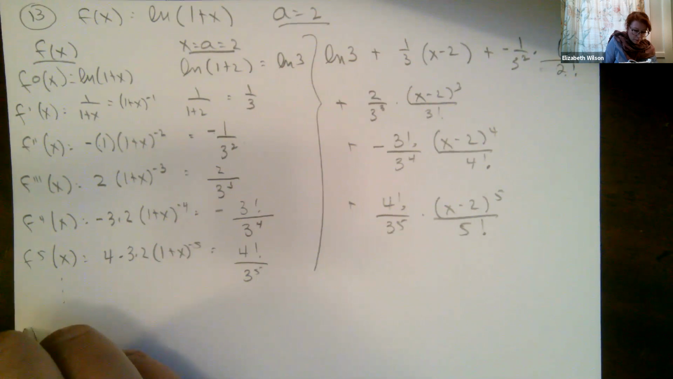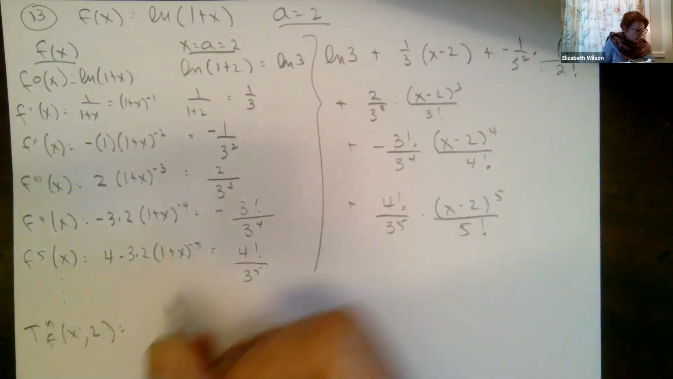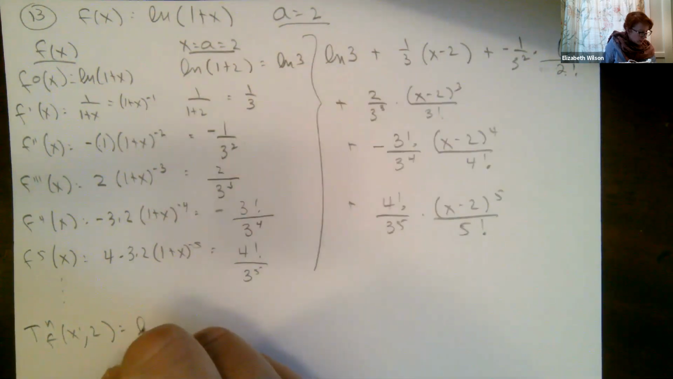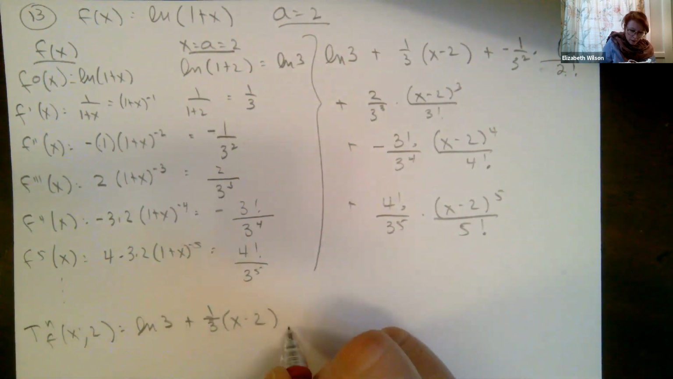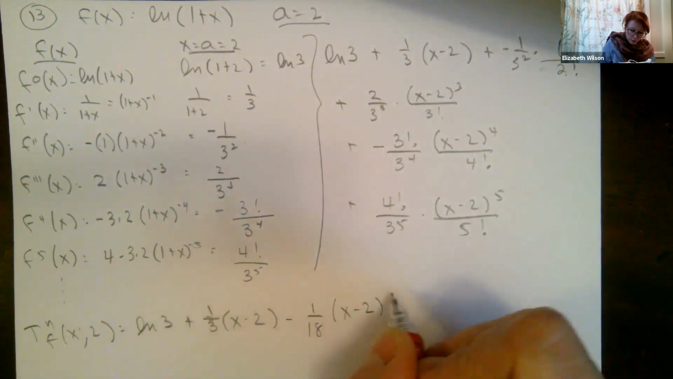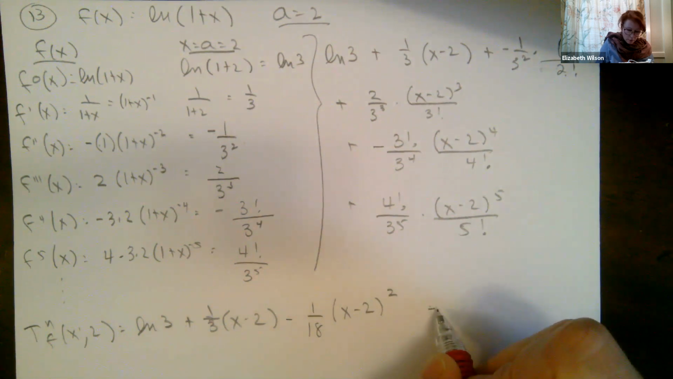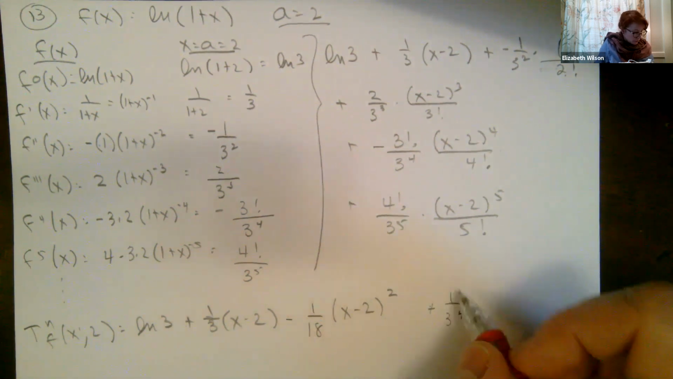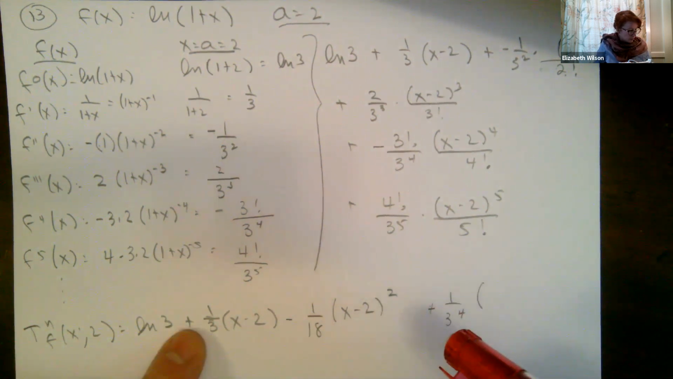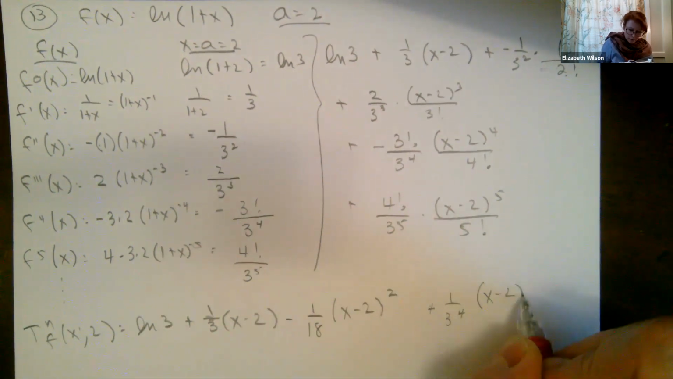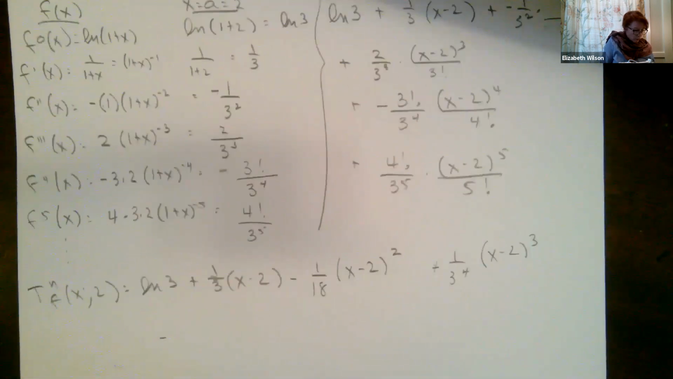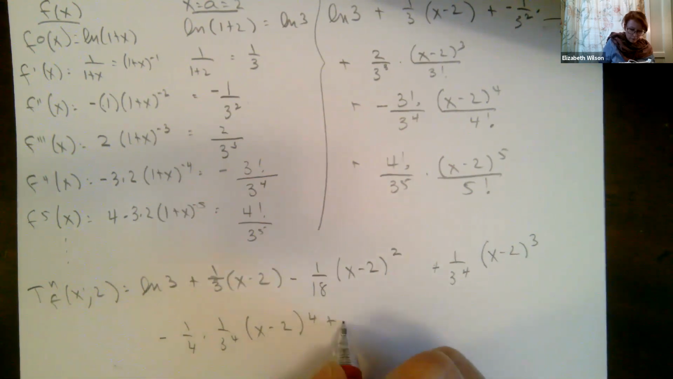Let's make it look nicer. So I'm going to clean it up now. So ln of 3 plus 1/3 x minus 2 minus 1 over 18 x minus 2 squared plus 1 over 3 to the 4th. Sorry, wait, did I goof up? 3 cubed. Okay, this is a cubed. Yep, 1 over 81 x minus 2 cubed minus 1 over 4 times 1 over 3 to the 4th x minus 2 to the 4th plus dot dot dot.